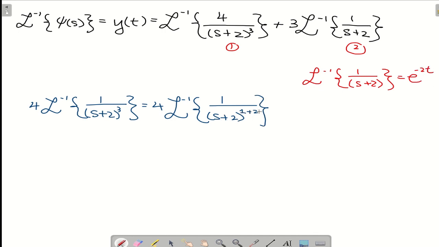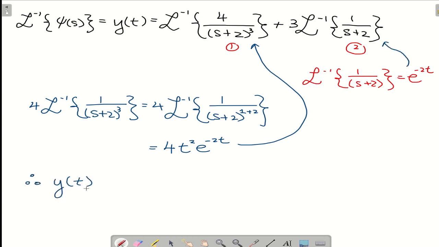And how about this one? Take the square here, and there should be t squared outside. So we got 4 t squared. (s plus 2) squared should have t squared outside, and inside is e to the power of minus 2t. So this one is this term here, and this one is this term here. Therefore, y as a function of t is equal to 4t squared e to the power of minus 2t plus 3 e to the power of minus 2t.